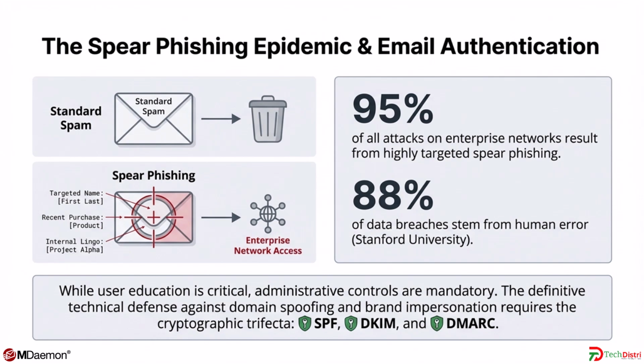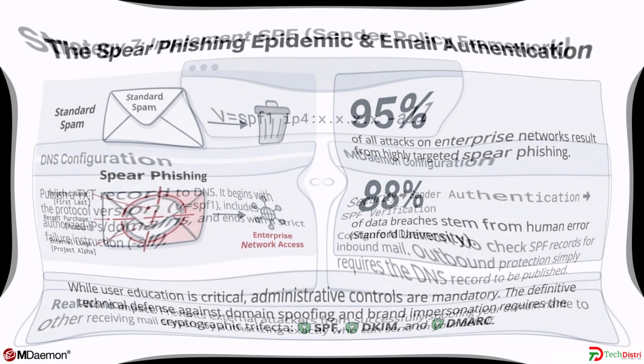The most effective protection against domain impersonation is the authentication triad: SPF, DKIM, and DMARC. These technologies verify that emails truly originate from authorized sources.